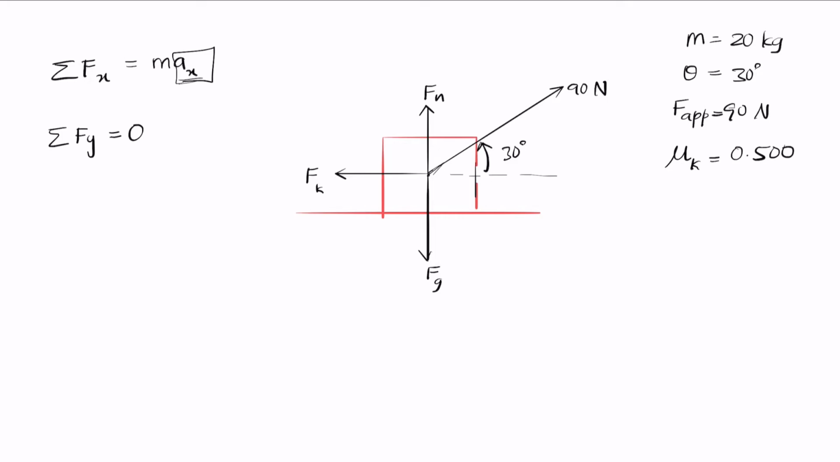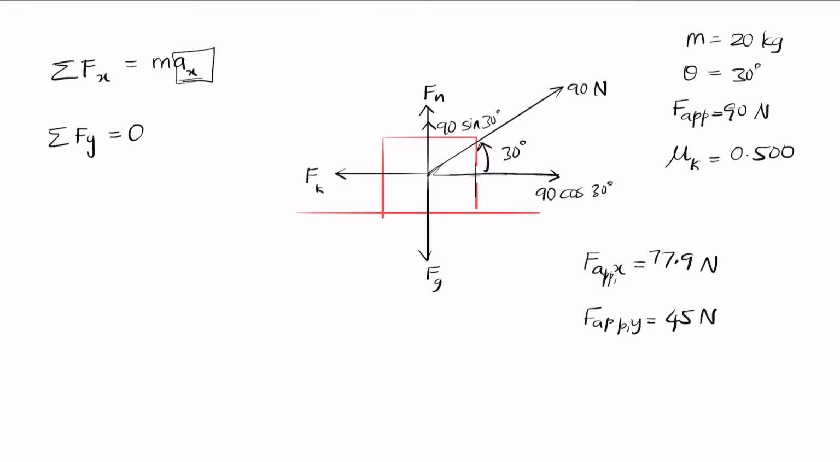Now, let's first try to resolve this vector. You have two components that are going to develop. This becomes 90 cos theta, which is cos 30 degrees, and this is going to become 90 sine 30 degrees. So 90 cos 30 gives you 77.9. So F applied along the x direction is going to be 77.9 Newton, and F applied along the y direction is going to be 45 Newton.